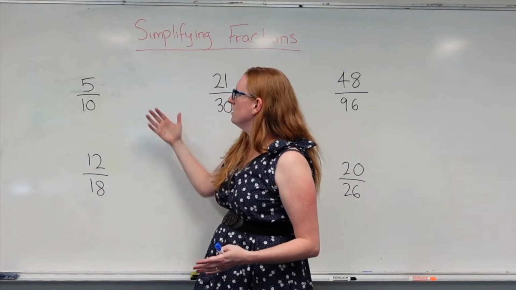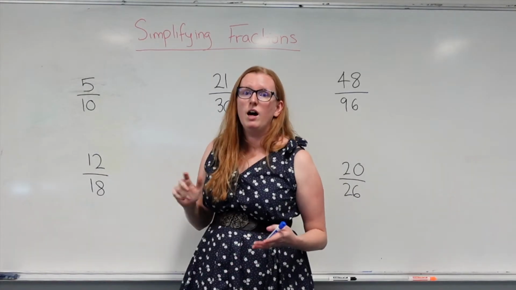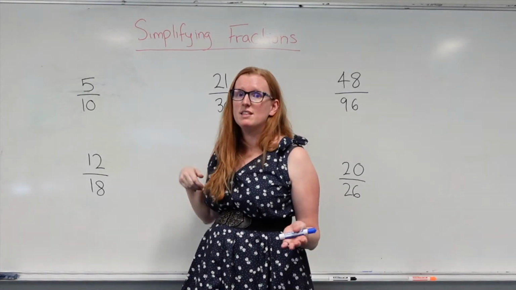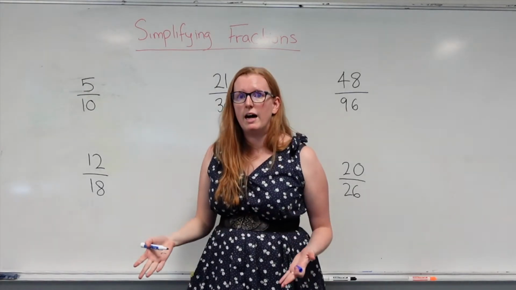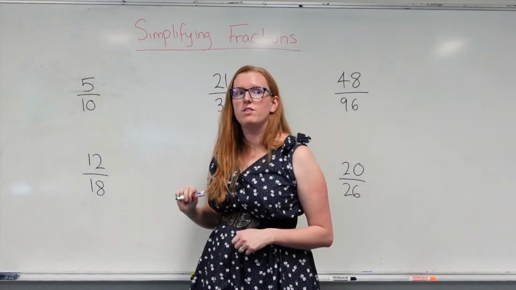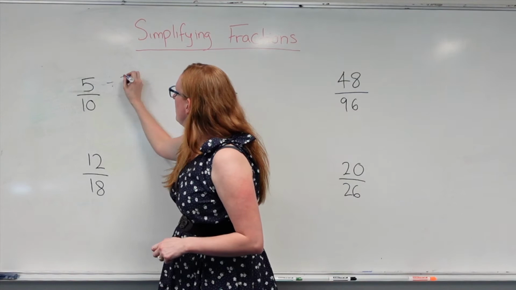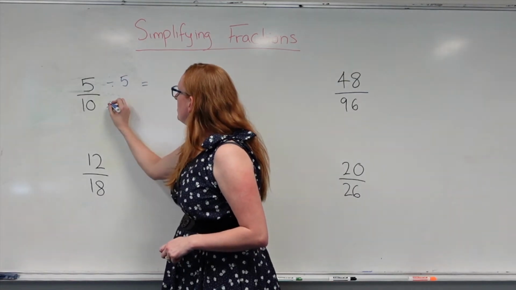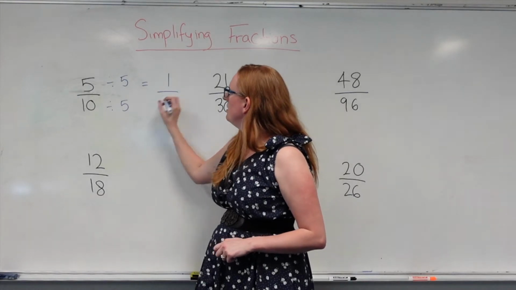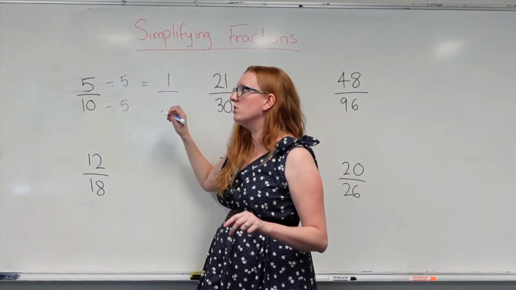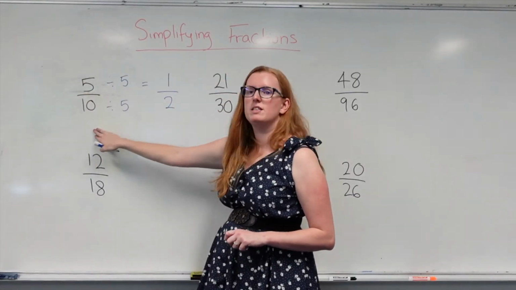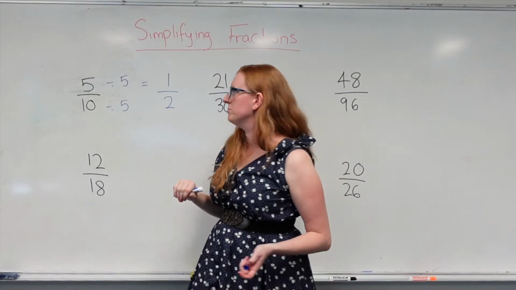So for example, we've got 5 over 10. I know that the number 5 fits into 5 and it fits into 10. So I'm going to divide the top and the bottom by 5 to simplify this fraction. So 5 divided by 5 gives me 1. 10 divided by 5 gives me 2. So when I simplify this fraction, 5 over 10 is actually a half.